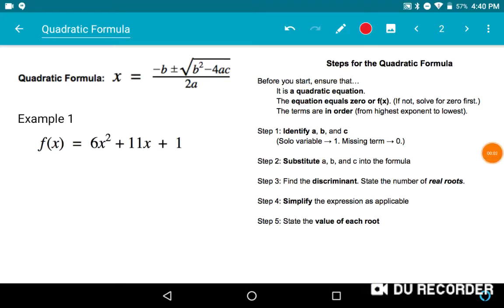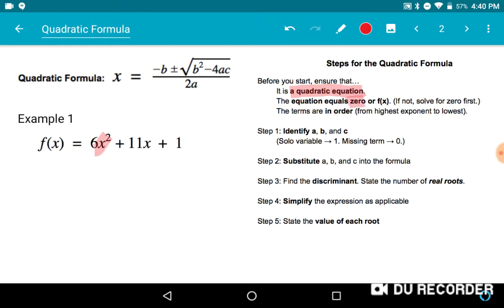All right, let's use the quadratic formula to find the roots or zeros or solutions to a quadratic equation. Before we start, we have to check a few things. We have to check that it's actually a quadratic equation that we have here in front of us, and it does have that x squared, so it's looking pretty good.